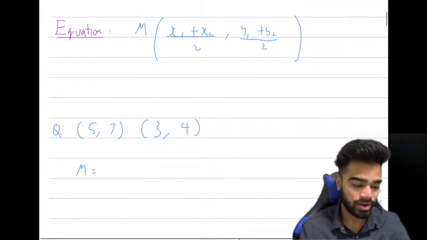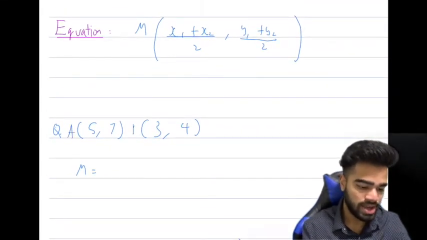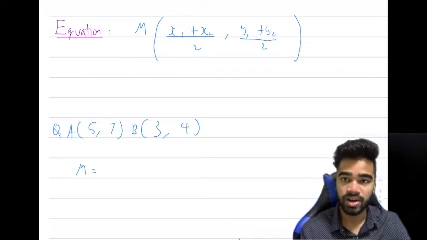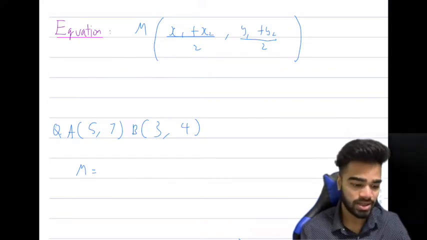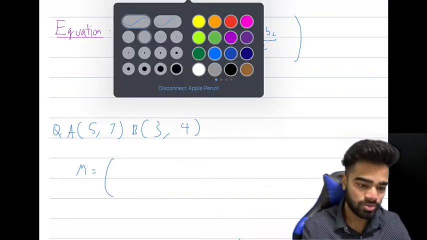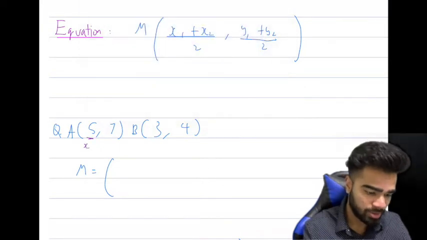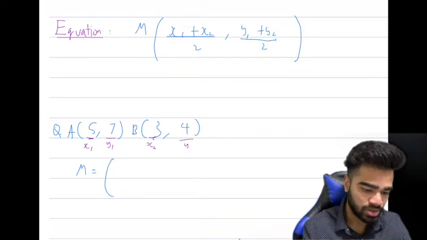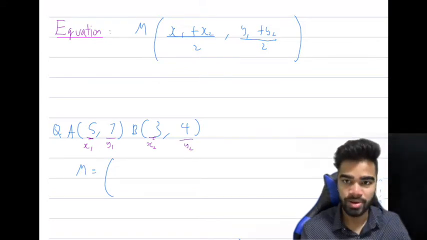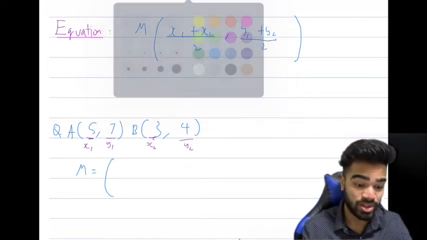So I've got a question here. Let's say this is coordinate A, this is coordinate B, and we need to find the midpoint between both of these coordinates. So let's use the formula. What I recommend you guys do is label it. So this is x1, this is y1, this is x2, this is y2. Now we label, then we can just start solving into the equation.